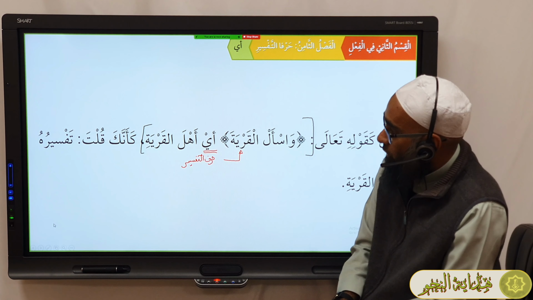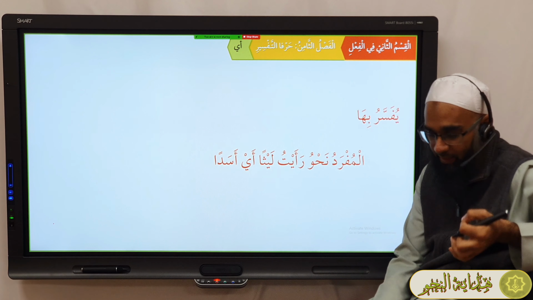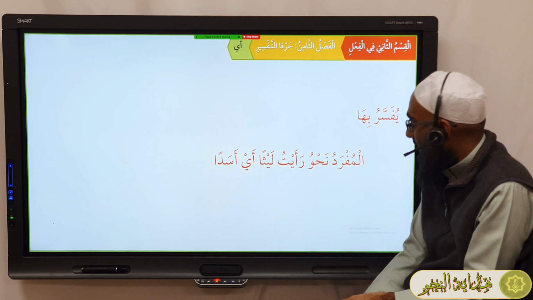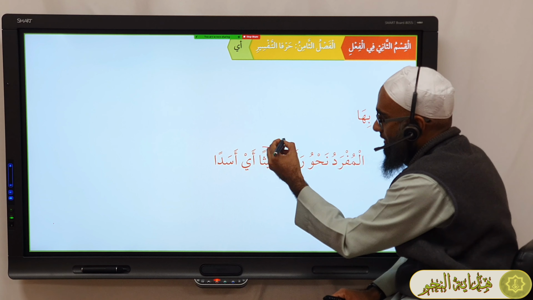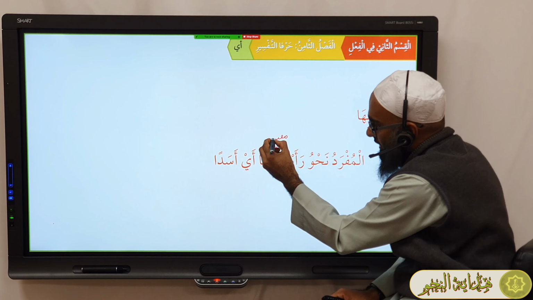So كأنك قلت. So when you say أي أهل القرية, it's as if you have said تفسيره أهل القرية. You follow? Now what he's saying here is that the particle ay, what is it used for? يفسر بها المفرد. For example, layth is mufassar, the thing you are explaining, and now as a mufrad. Wal jumla, you can also use the word ay to do tafsir.